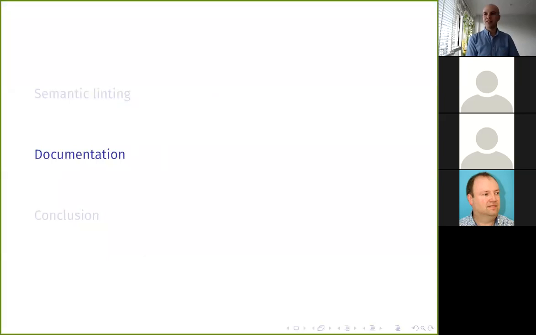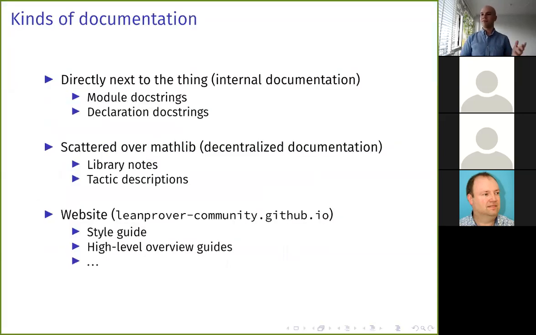Okay, so let me at the end quickly come to the documentation we have in mathlib. We have various kinds of documentation in mathlib. We can characterize them by how close they are to the thing that is being documented. We have some kind of internal documentation which is directly next to the thing. We have module docstrings, which are long human-readable descriptions of the content of a file, which come at the beginning of a file.